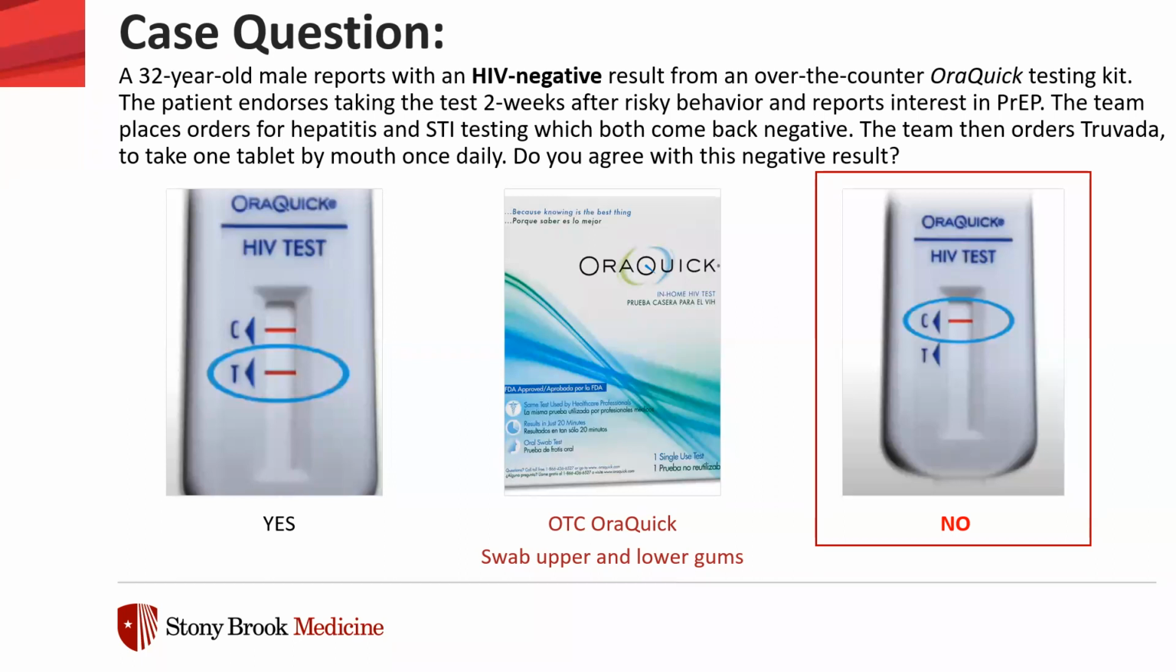The other reason the answer is no is because the OraQuick over-the-counter testing kit is just a swab of the upper or lower gum. So it's just a test of their saliva. It is recommended that any positive or negative OraQuick result needs to be confirmed in a laboratory with a blood sample.